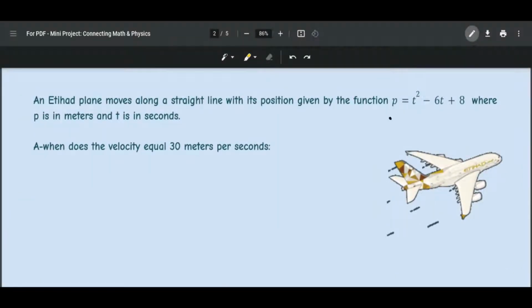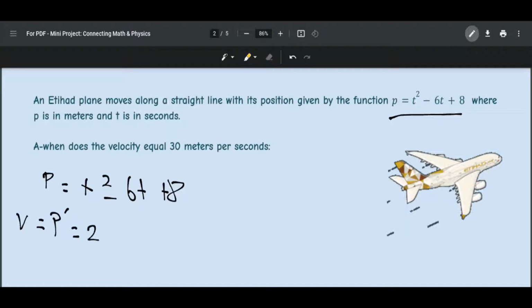So as we did before, we will rewrite the equation. So p equals t squared minus 6t plus 8. And then to find the velocity, we need to find the derivative of p. So velocity equals derivative of p. So 2 times t is 2t. And 2 minus 1 is 1, so we don't have to write 1. And then minus 1 times 6 is 6. And the 8 equals 0, so we don't have to write it.